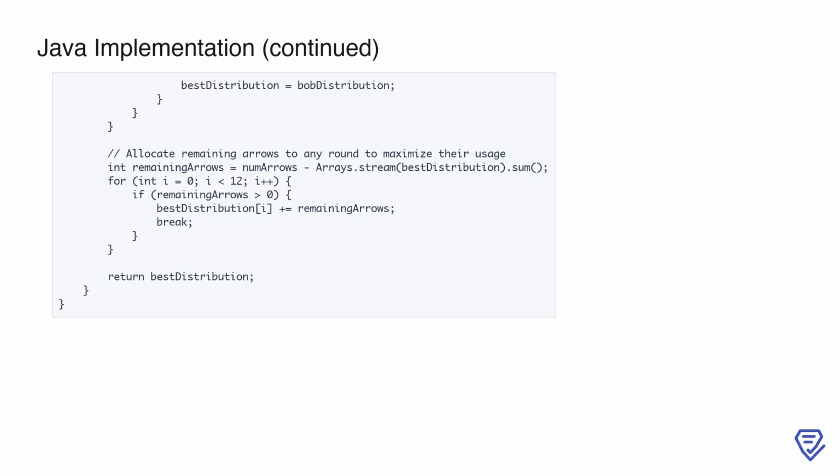Finally, the method returns the array bestDistribution, which represents how Bob should distribute his arrows across the 12 rounds to maximize his points while staying within the limit of arrows he can use. This completes the implementation of our solution.